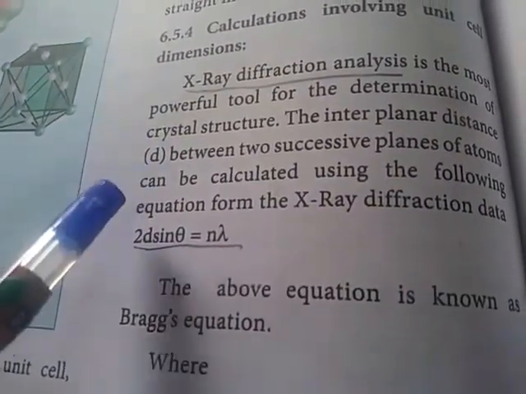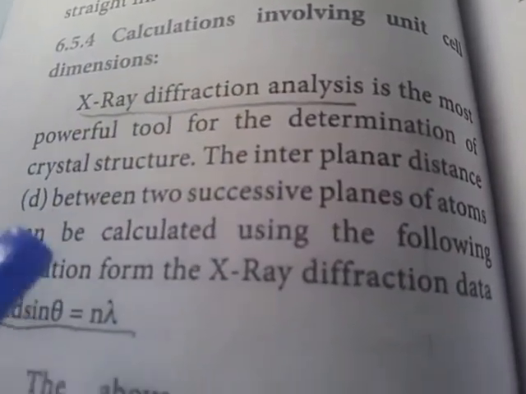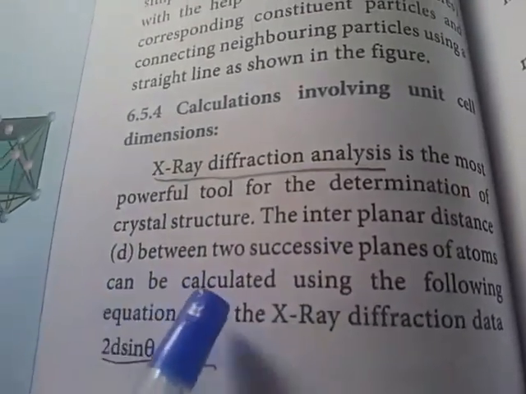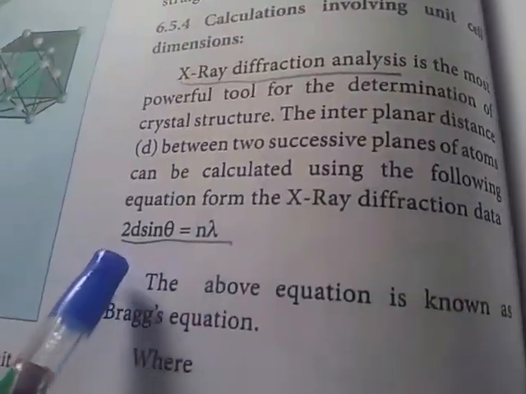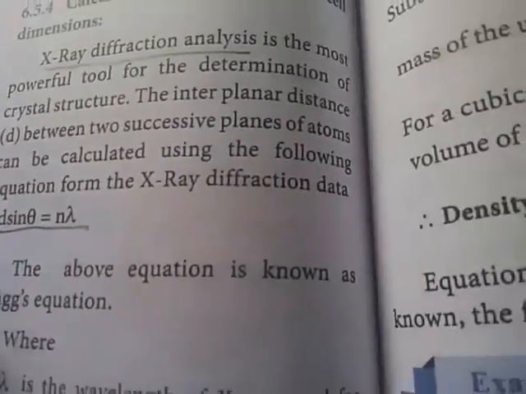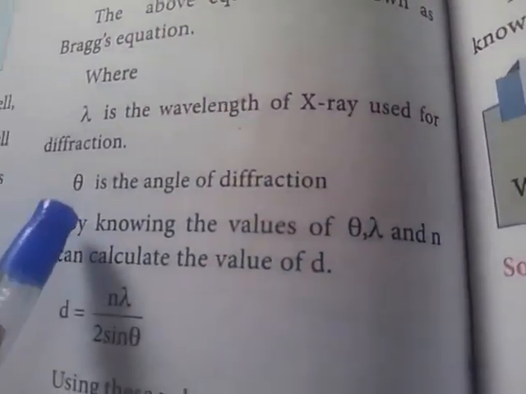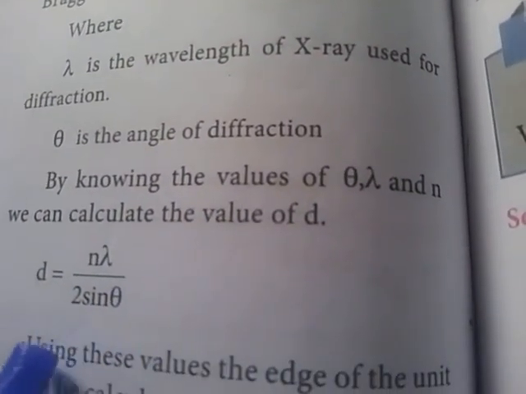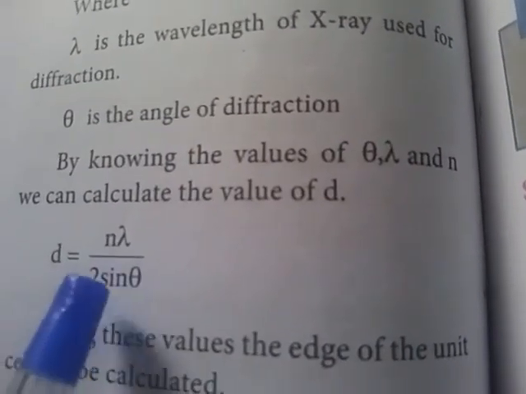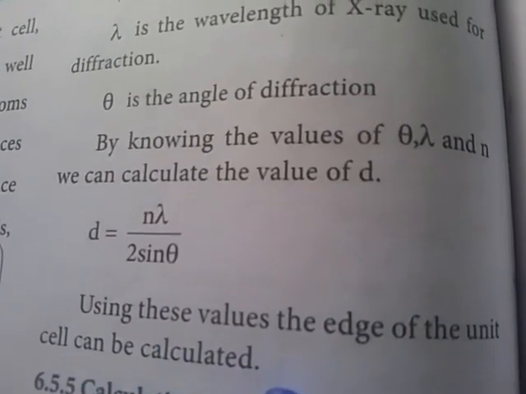To determine the crystal structure, X-ray diffraction analysis is used. The interplanar distance d between two successive planes of atoms can be calculated using the equation n lambda equal to 2d sin theta. This equation is also called Bragg's equation, where lambda is the wavelength of X-ray used for diffraction, theta is the angle of diffraction, and if we know the values of theta, lambda and n, we can calculate the value of d equal to n lambda by 2 sin theta. Using these values, the edge of the unit cell can be calculated.